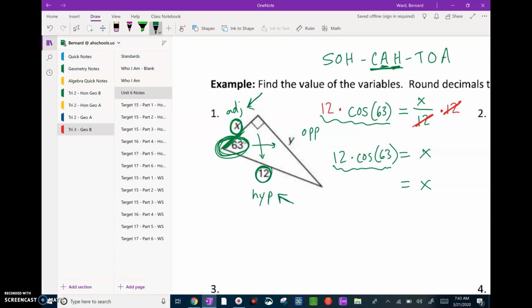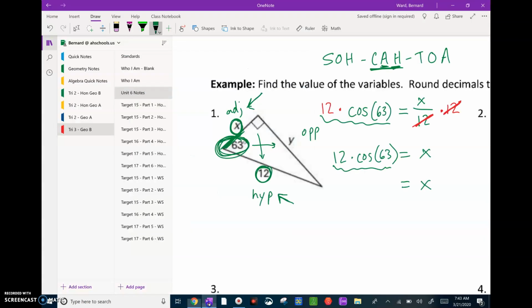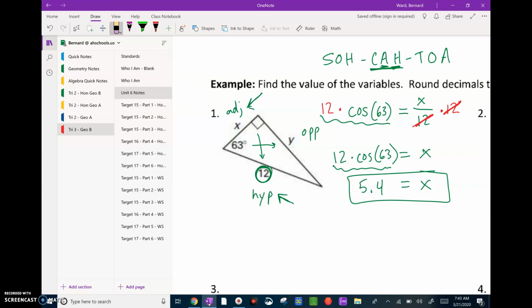So we're going to go back to the calculator, and I need to type in 12 times cosine of 63. So I'm going to clear this, and I'm going to hit 12 times, and then cosine, and put 63 in the parentheses. When I hit equal, I get that answer. And it tells me it's 5.4, blah, blah, blah. We'll round it to 5.4. And so that means x has to be 5.4. That's how long it is. Now, we have to repeat this process and figure out y now. So I'm going to erase some of this stuff, make it a little bit more clear.